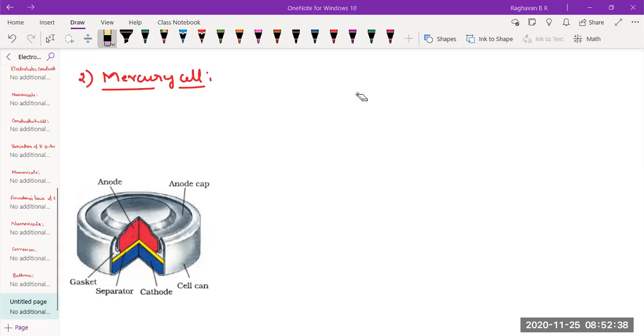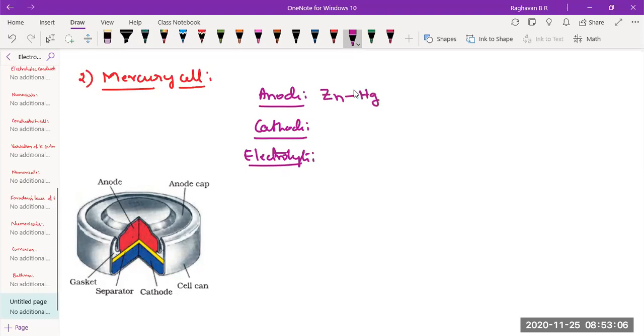So what is cathode, anode, and all? Let's see now. It's a very compact battery. Here, the anode is, what is this called? ZnHg. What can it be called as? Zinc amalgam. So zinc amalgam is the anode. Then what about the cathode? The cathode is a paste of mercury and carbon.